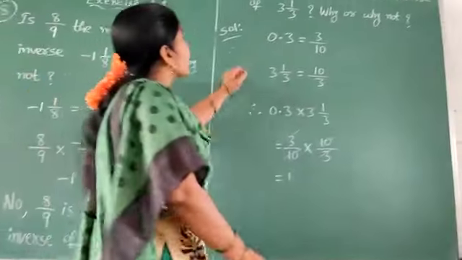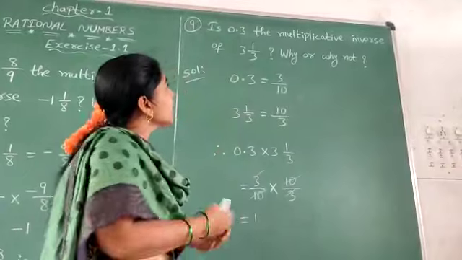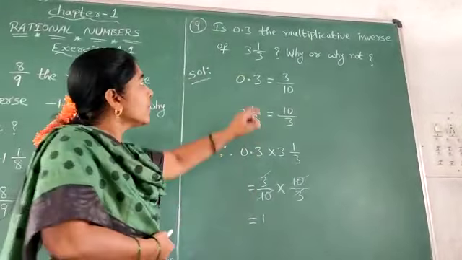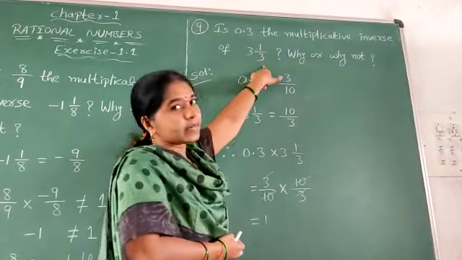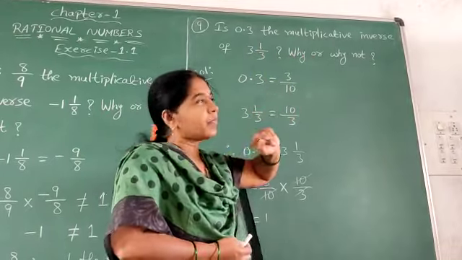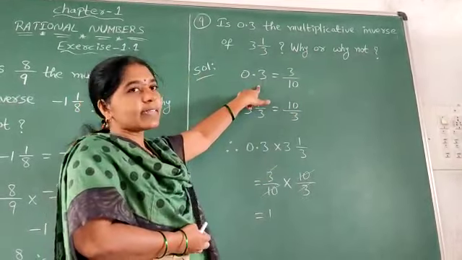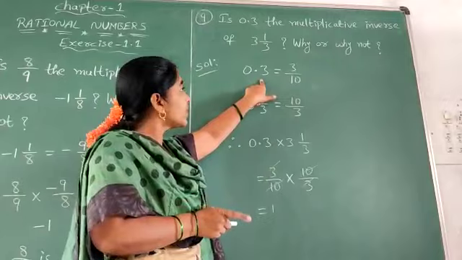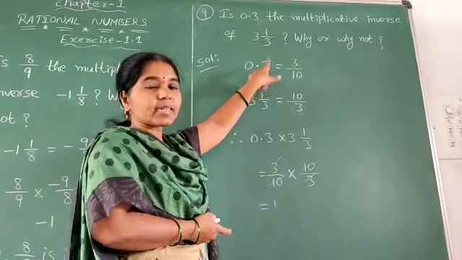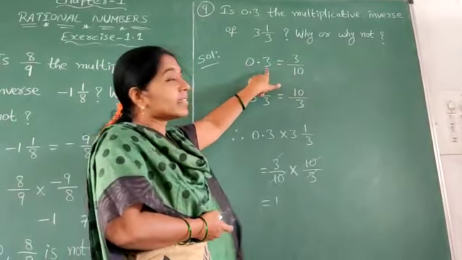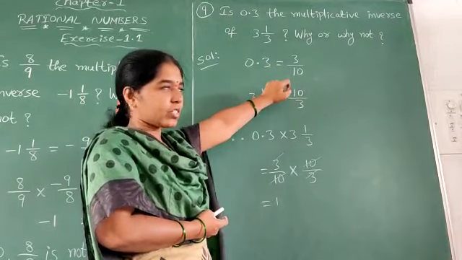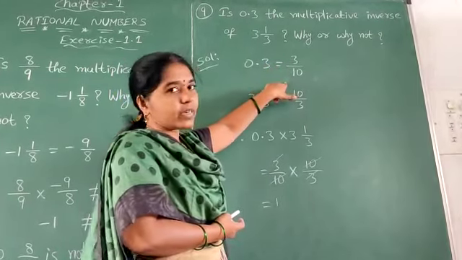Next one. Is 0.3 the multiplicative inverse of 3 1 by 3, means 3 integer 1 by 3? Why or why not? 0.3 is a decimal, in the first decimal place. First decimal we will write as 3 by 10. Why? Because it is the tenths place. So 3 by 10 we will write.